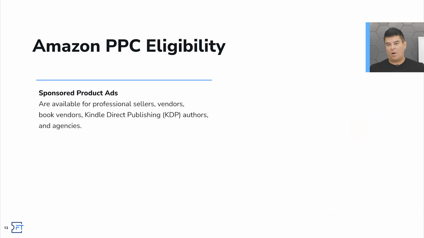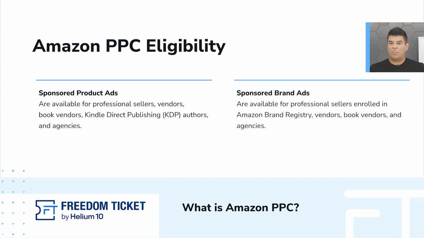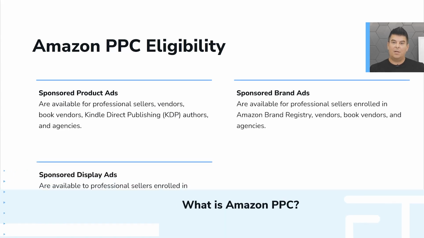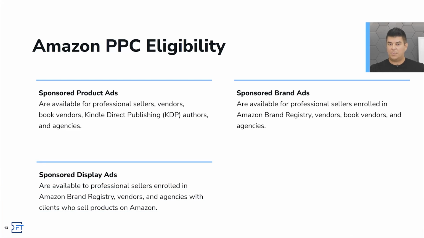What are the eligibility requirements for some of these PPC campaigns? Because of course there are some when dealing with Amazon. Your sponsored product ads are available to anybody. All professional sellers, vendors, KDP, agencies, anyone can do sponsored product ads. Sponsored brand ads and sponsored display are where you have to get brand registered. If you're brand registered, any vendor, agency, or KDP publisher can do sponsored brand ads or sponsored display ads.